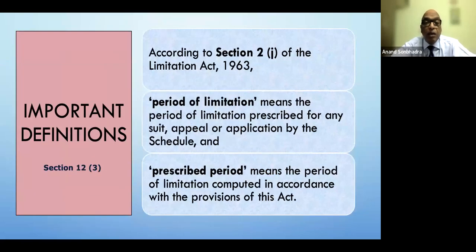Let's look at definitions and important provisions. First is period of limitation, section 2(j), which means the period of limitation prescribed for any suit, appeal, or application by the Schedule. And prescribed period means the period of limitation computed in accordance with the provisions of this Act.